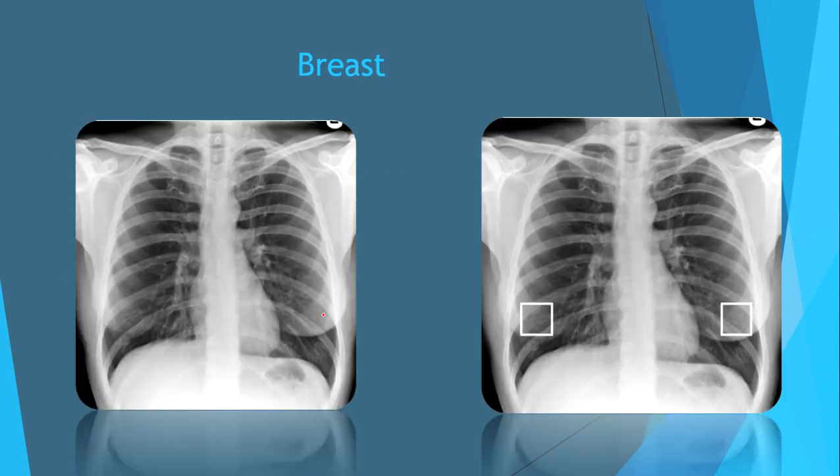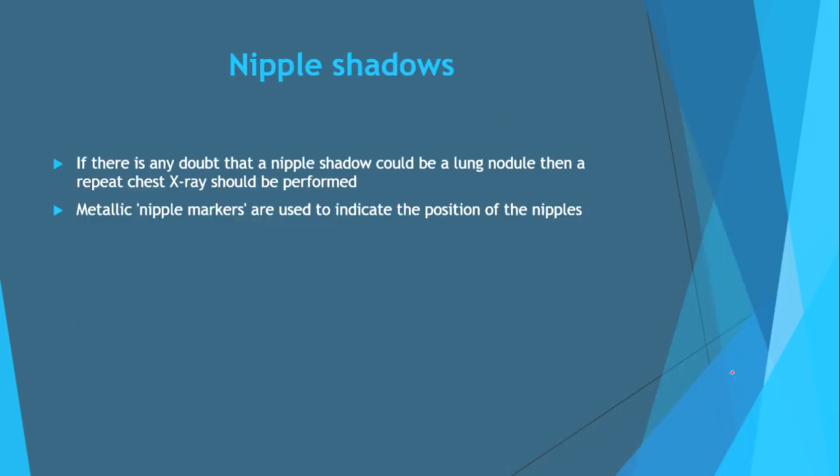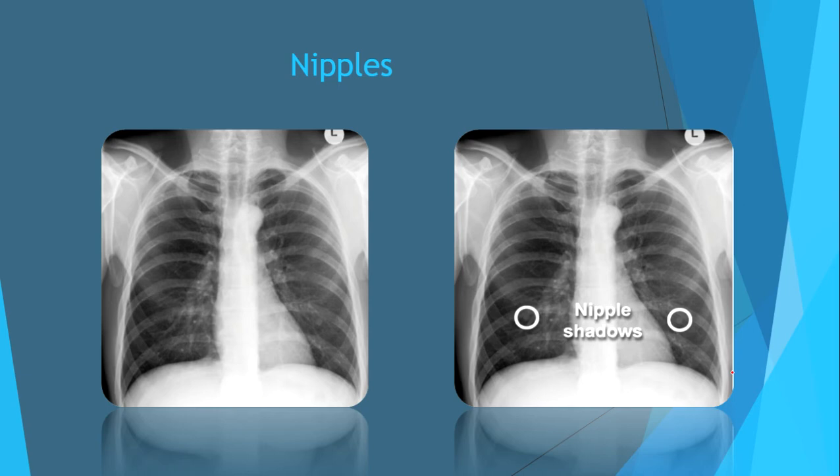Here we see shadows of the breast. They are asymmetrical on this picture, and this is normal. You must remember it. Nipple shadows. If there is any doubt that a nipple shadow could be a lung nodule, then a repeat chest X-ray should be performed. Metallic nipple markers are used to indicate the position of the nipples. On this picture, we have two nipple shadows. I highlight it to you.